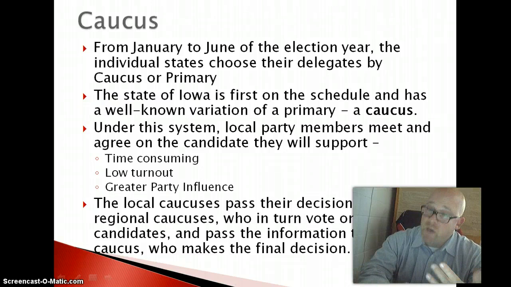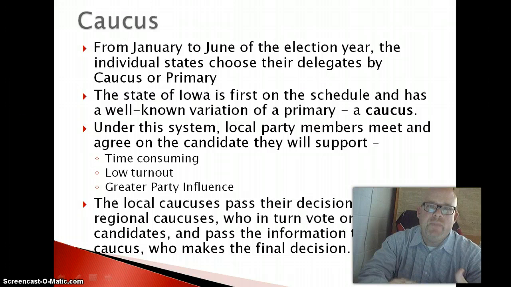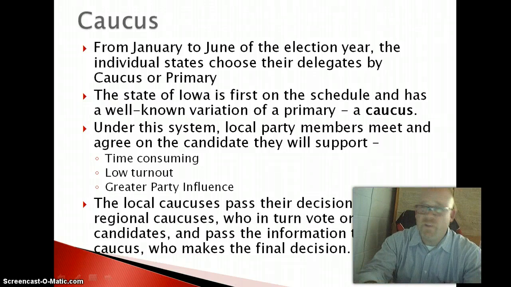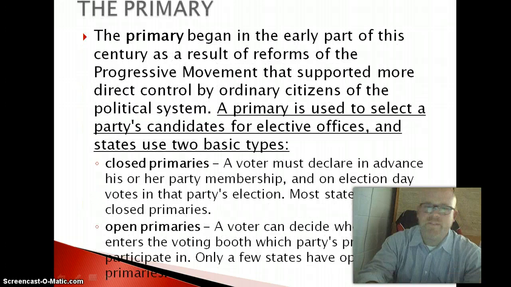These are not as common as primaries. They are time-consuming. They have very low turnout, and the party can have a lot more influence in these meetings than they can have with people individually going to the polls. These local caucuses or local meetings will pass them on to a regional caucus or meeting at the state level, and then eventually they're going to vote on the candidates, and then to the state level, which is going to make a final decision on where the delegates go, who gets what. Generally, you're going to find caucuses in more rural states.